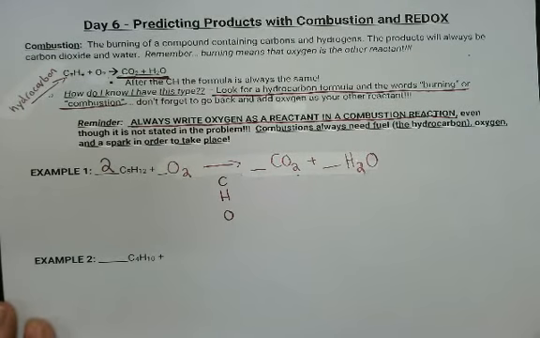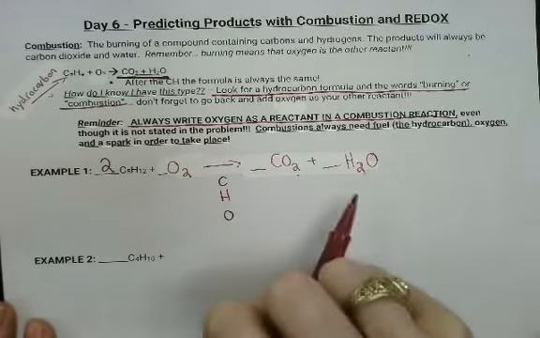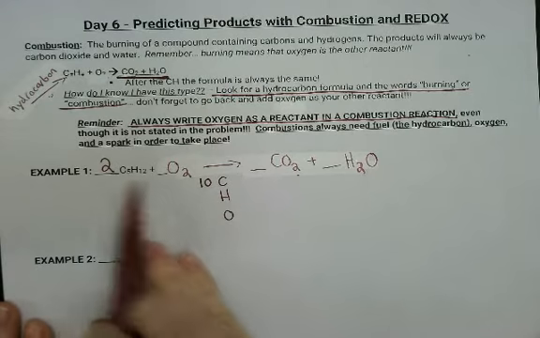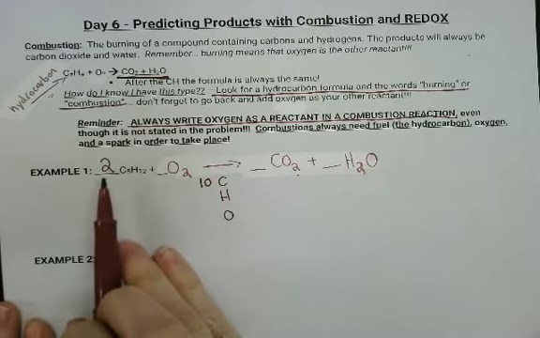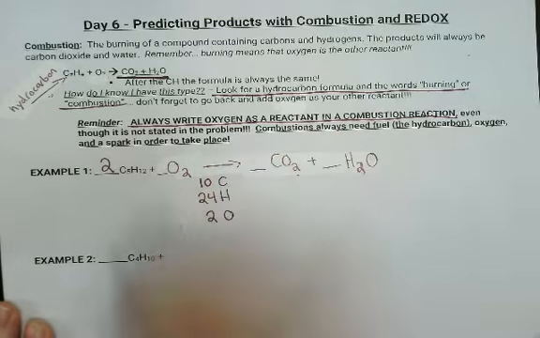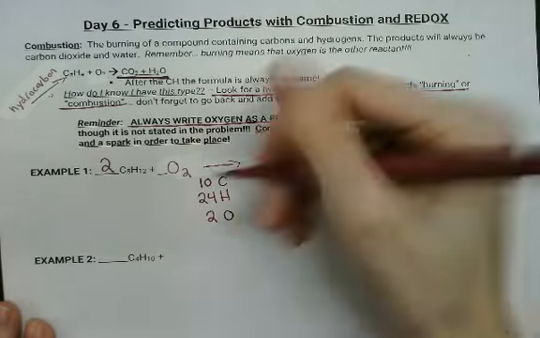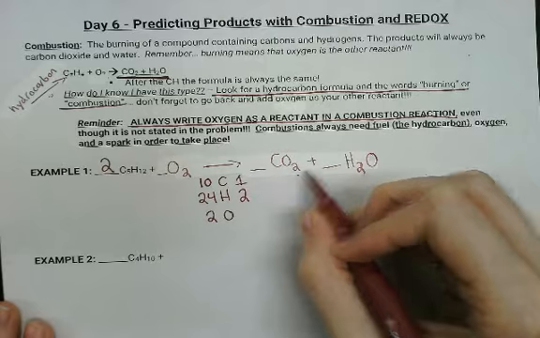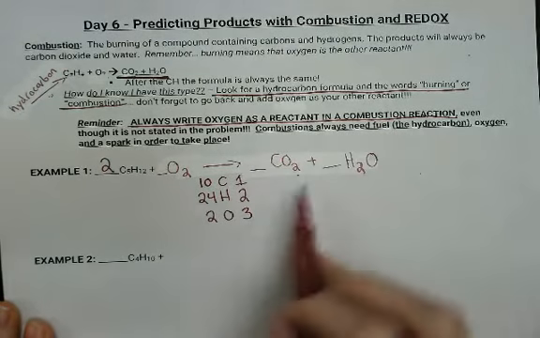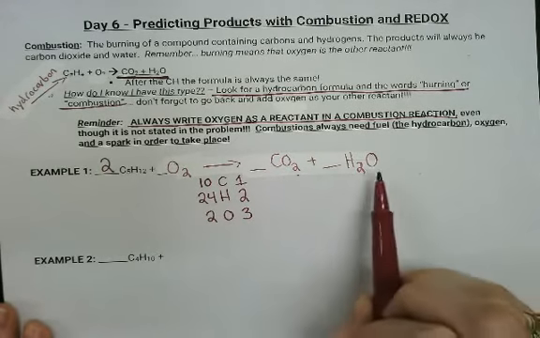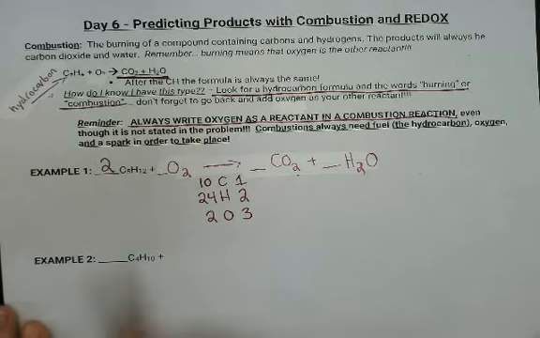Now that I have listed my elements down here, I'm going to figure out how many carbon, hydrogen, and oxygen I have on both sides. I have 10 carbon over here, and I have 24 hydrogen. I have 2 oxygen, and then on my other side of my equation, I have 1 carbon, 2 hydrogen, and 3 oxygen. You have to be careful when you're counting your oxygen over here because you have oxygen in both CO2 and H2O.